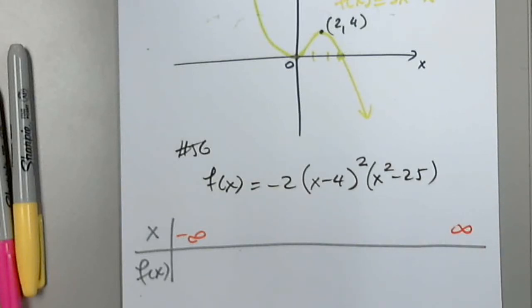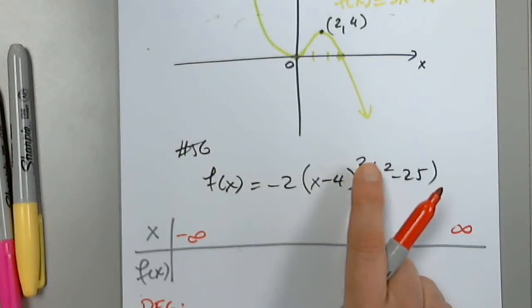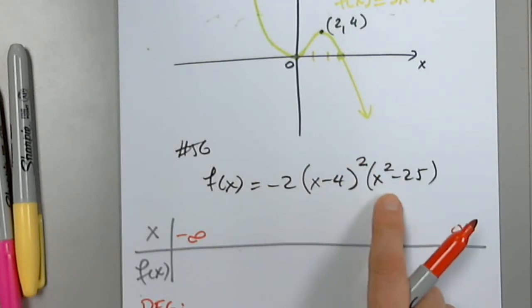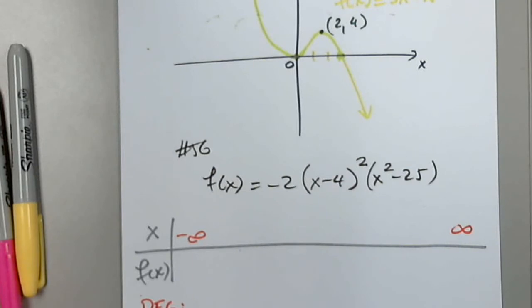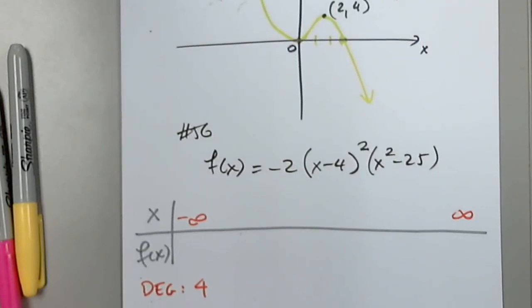Domain, all real numbers. Perfect. Can anyone give us a degree? 2. When I square x, I get x squared. And when I multiply x squared by x squared, I get degree 4. Perfect. What is the maximum possible number of turns?